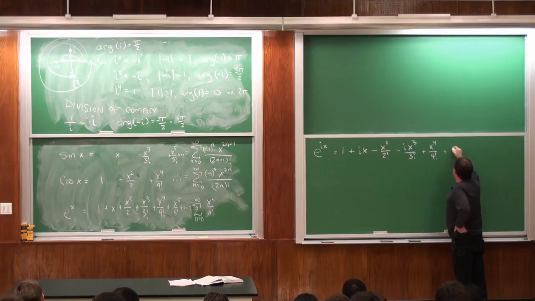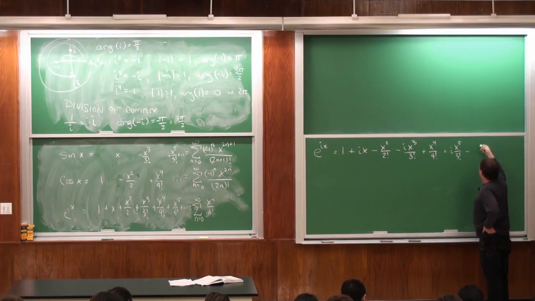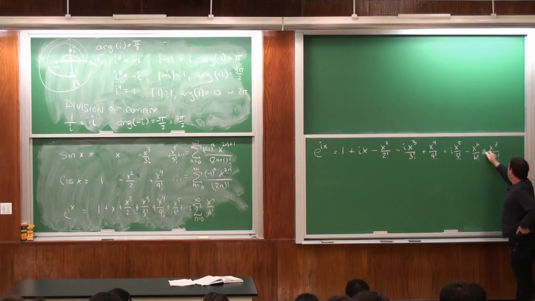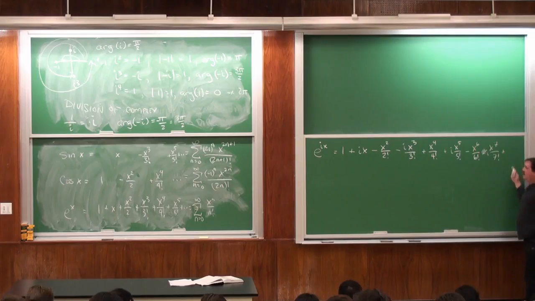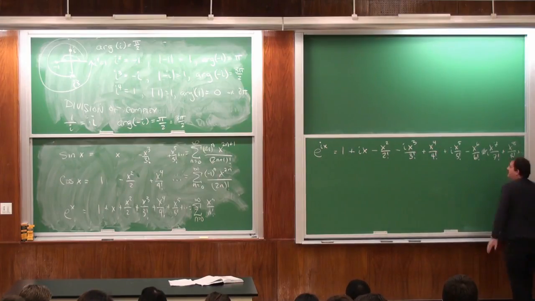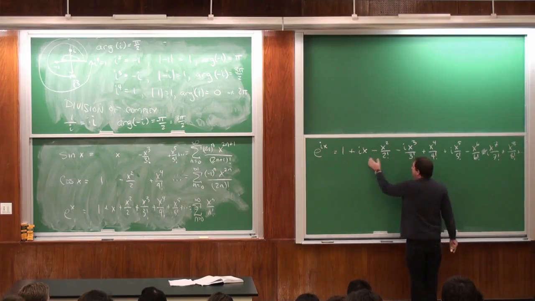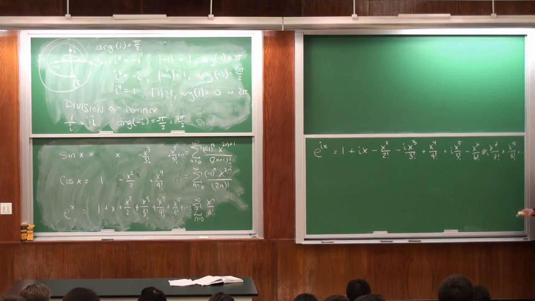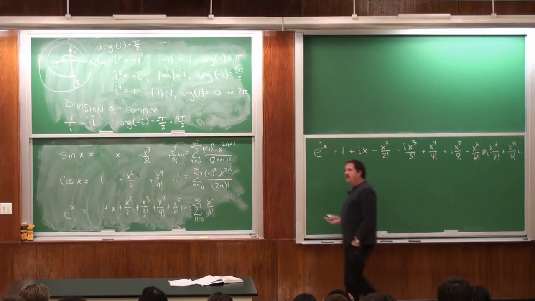In the 5th term, I will get an i x to the 5th over 5 factorial, minus, so now I have an i to the 6th, which is really i squared times i to the 4th, so that's a minus 1, so that's x to the 6th over 6 factorial, then x to the 7th over 7 factorial, and here this will be minus i, and it will just keep going. The 8th term will just be x to the 8th over 8 factorial, and so on. So here I go, plus, plus, minus, minus, plus, plus, minus, minus. Every other term has an i in it, and the signs go plus, plus, minus, minus, plus, plus, minus, minus.